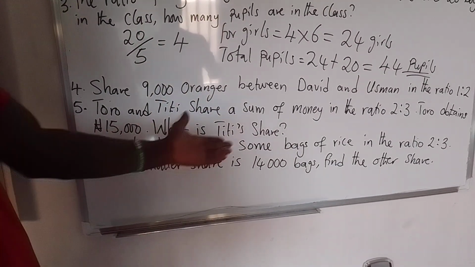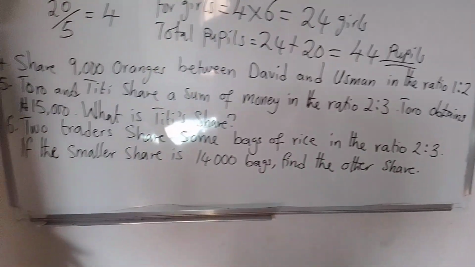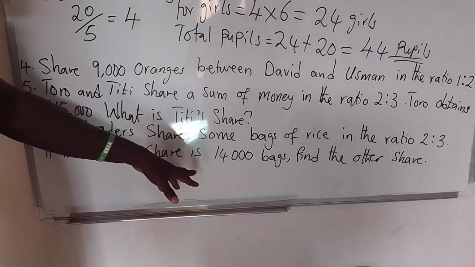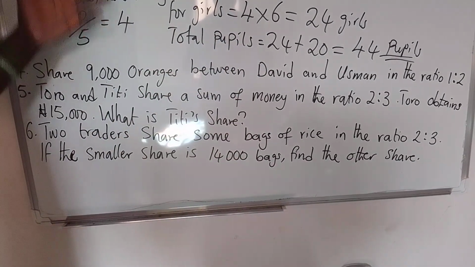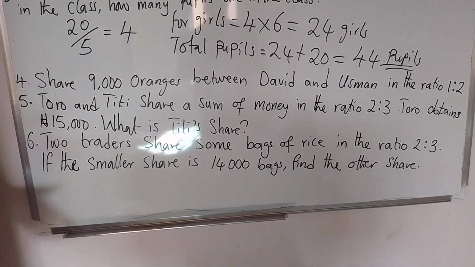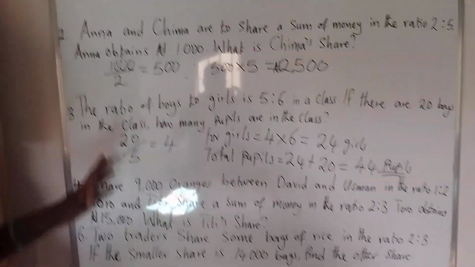Two traders shared some bags of rice in the ratio 2:3. If the smaller share is 14,000 bags, find the other share. The same thing as number 2 or 3 that we solved. So if you follow the examples, I believe you will get it right.